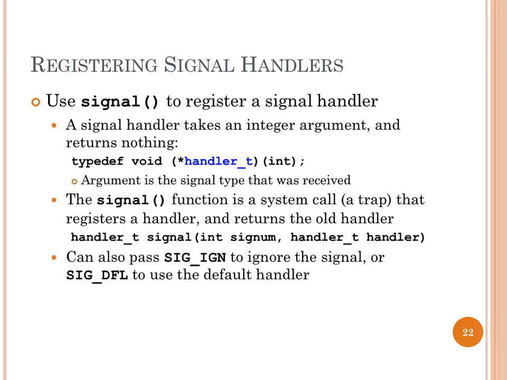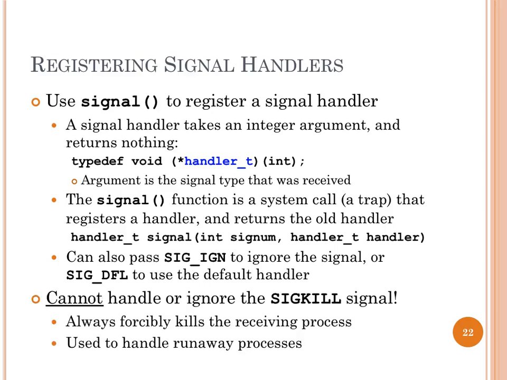You can also pass a couple of special values, SIG_IGN, which says to ignore the signal, which means don't do the default behavior. So remember the default behavior was frequently to terminate. Well, you can make it so that you just ignore the signal instead. You could say, I don't care about illegal instructions. I don't care about seg faults. SIG_IGN. There you go. Okay? Or SIG_DFL to use the default handler.